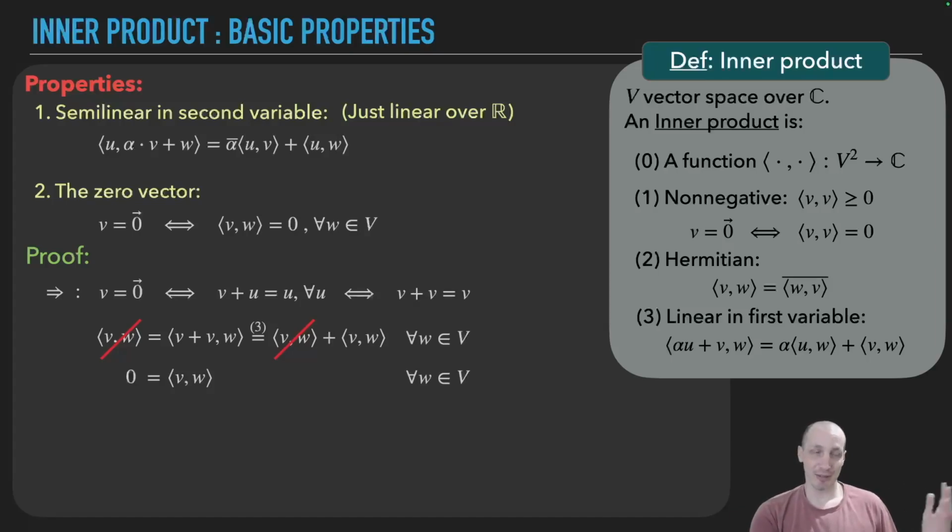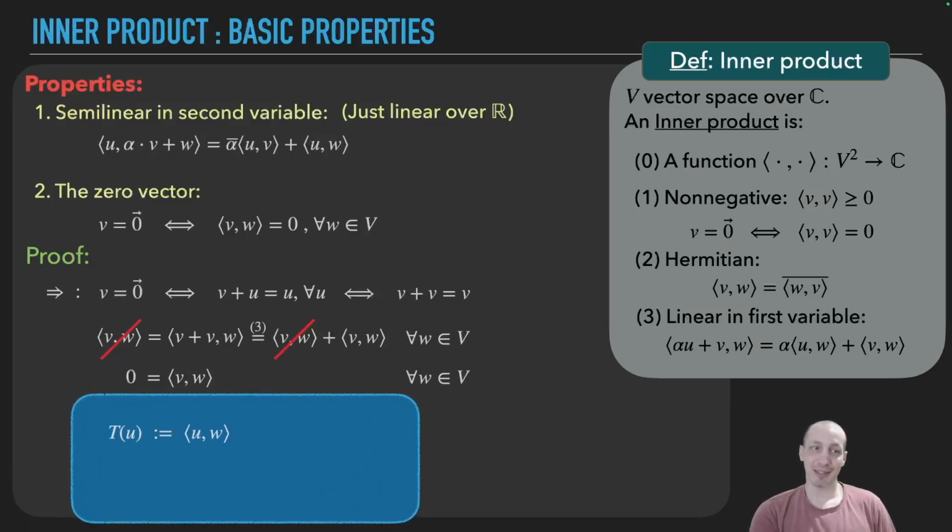Okay, so this is the first direction, but before I move to the second direction, I want to tell you that you actually already know this proof. Because if I fix w and say t of u is the inner product of u and w, then because of the linearity, t of u is a linear map.